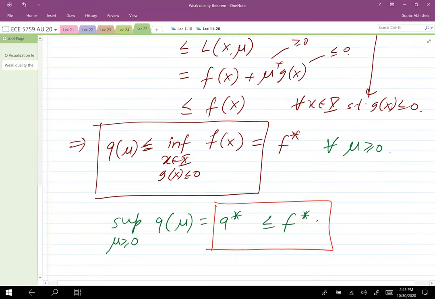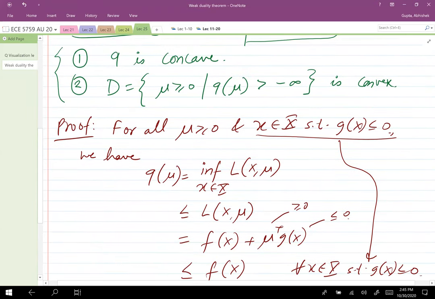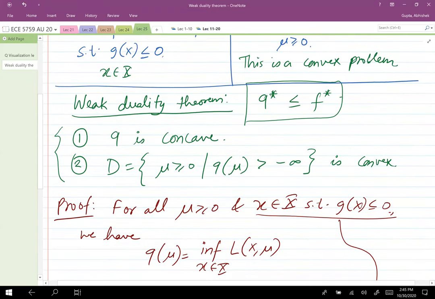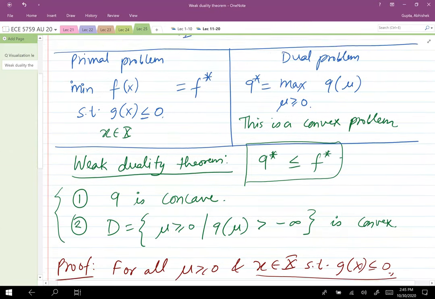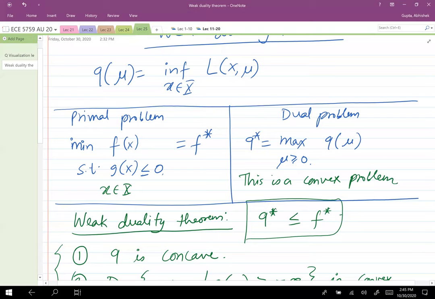So what I'm going to do in the next class is we will talk about the concavity of q, the convexity of the set D, and also the pictorial significance of the weak duality theorem. We are going to look at the geometry of the set S, and we'll try to understand where weak duality is strict, which means q star is strictly less than f star, and where q star is equal to f star. So we'll look at some of the different situations where that happens, and some consequences of the weak duality theorem. We'll study it in the next class.